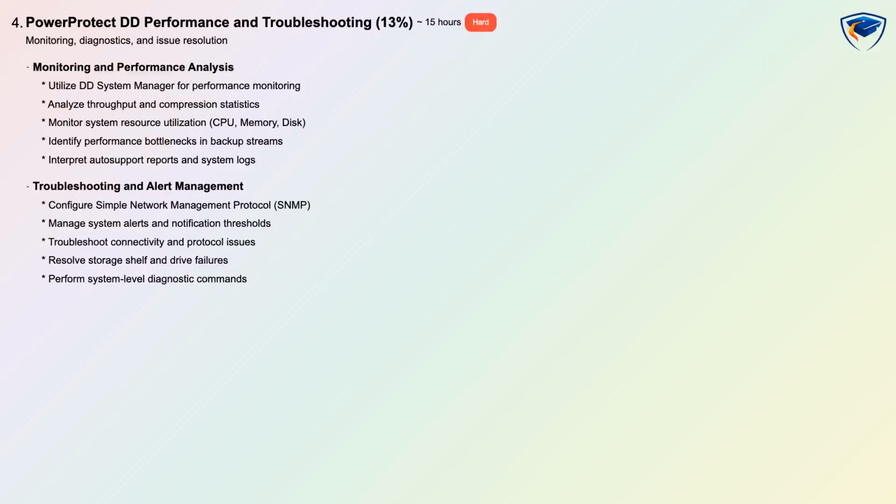Power Protect DD performance and troubleshooting is 13% of the exam, rated hard, and recommends roughly 15 hours of scenario-based practice. Focus on monitoring and performance analysis using DD System Manager to analyze throughput, compression, and resource utilization across CPU, memory and disk, and learn to identify bottlenecks in backup streams and interpret auto support reports and logs.